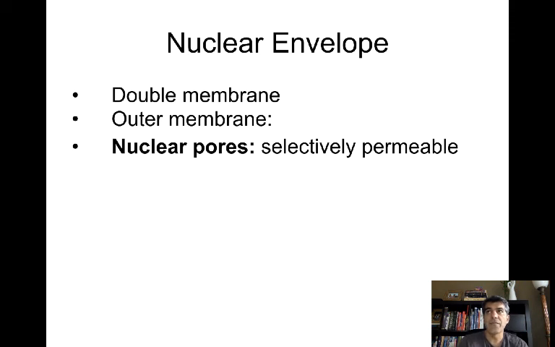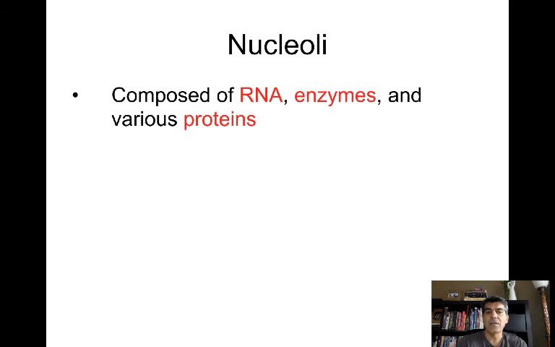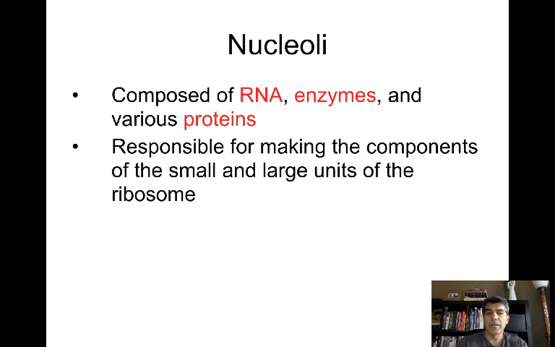Inside the nucleus we have a baby nucleus. It's called nucleoli. Nucleoli is composed of RNA, enzymes, and different types of proteins. The function of nucleoli is making different units of ribosome. You remember that ribosome is composed of small and large units.